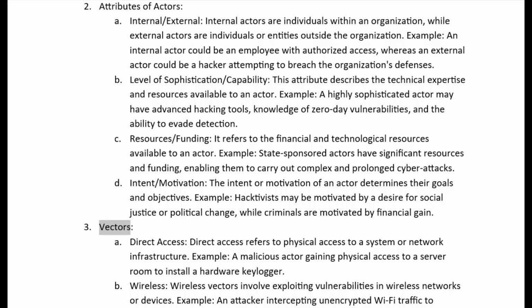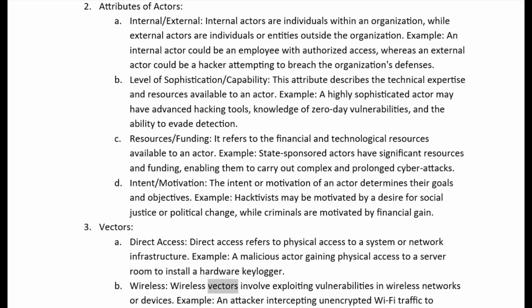Vectors. Direct access. Direct access refers to physical access to a system or network infrastructure. Example: a malicious actor gaining physical access to a server room to install a hardware keylogger.